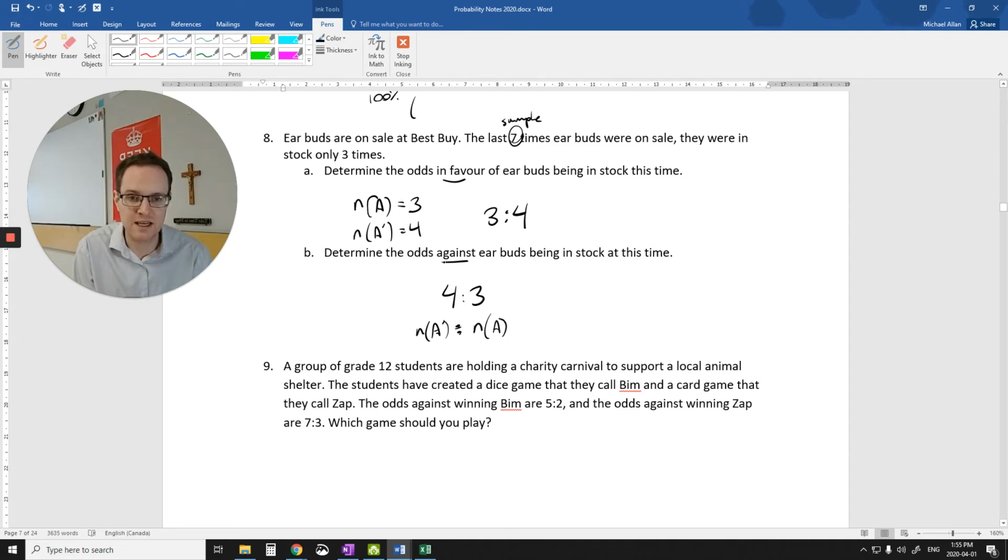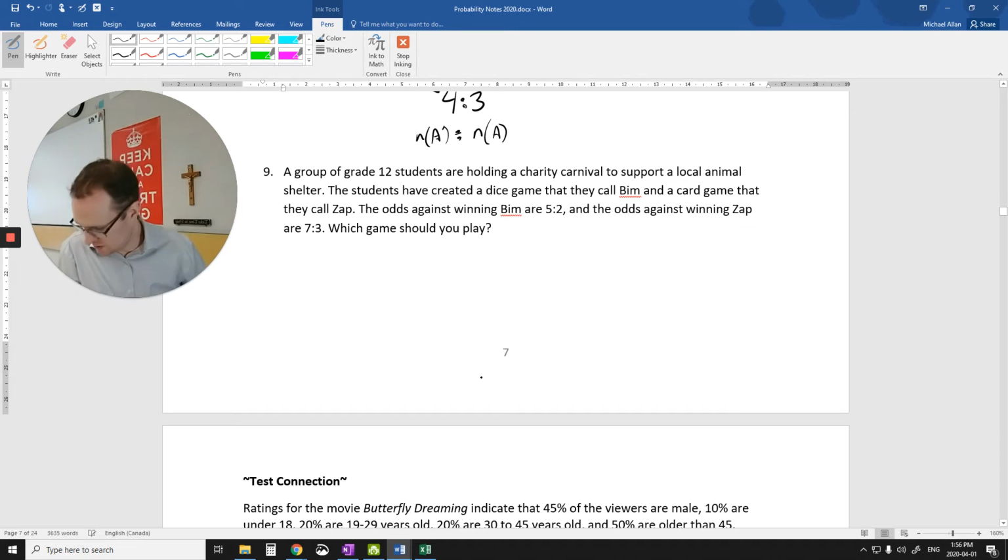So very key is that the against, you're going to put on this side over here, not the favorable outcomes, but the non-favorable outcomes. Okay, so we have two students here. They created charity games, one called BIM and one called ZAP. They both have different odds. BIM has odds of 5 to 2, while ZAP has odds of 7 to 3. It says, which game would you play?